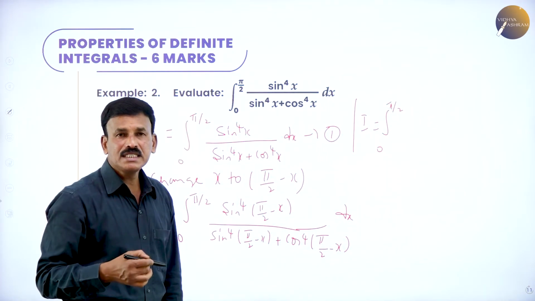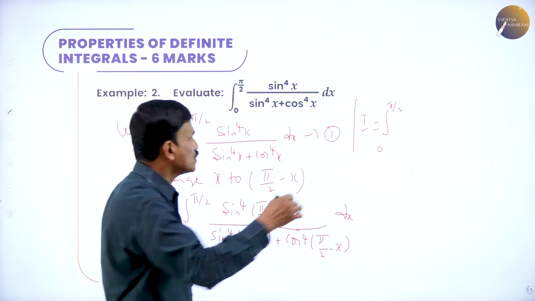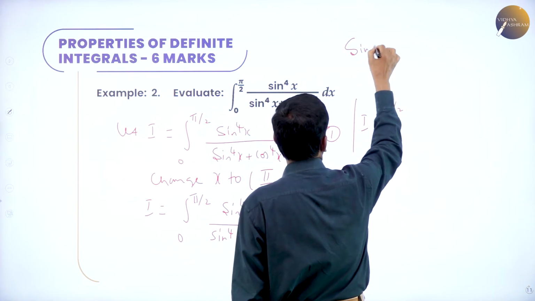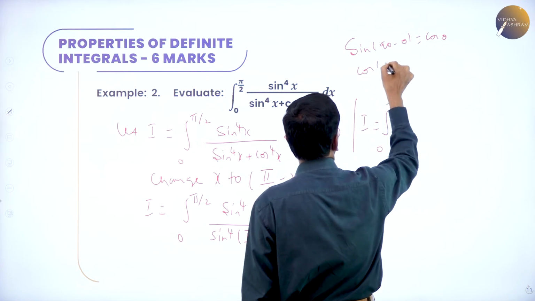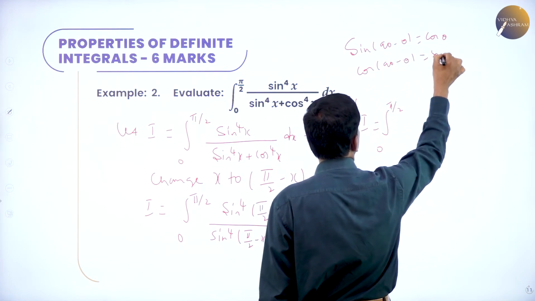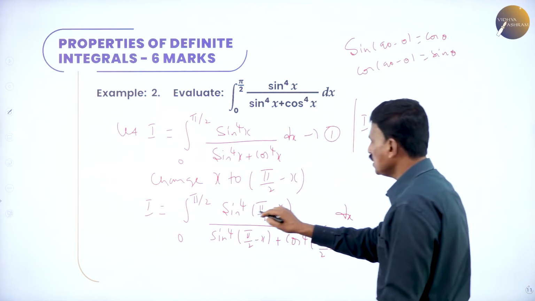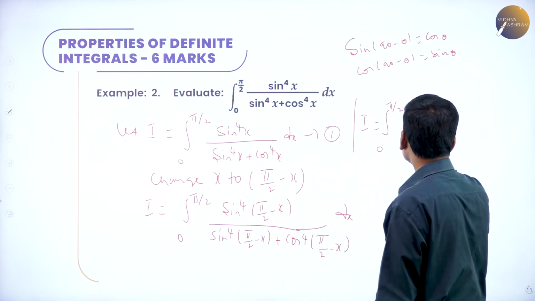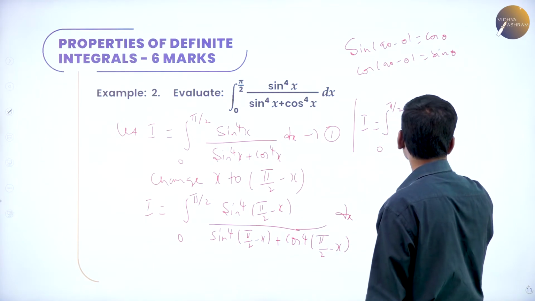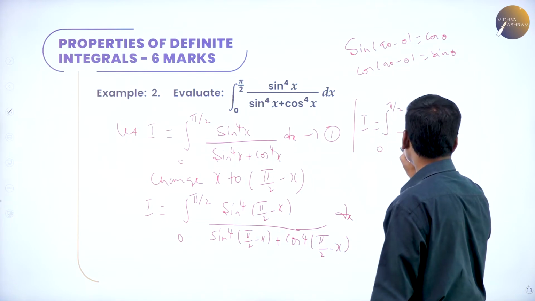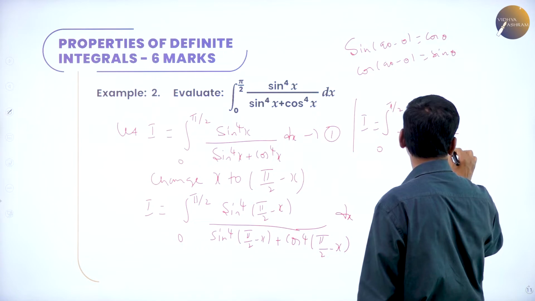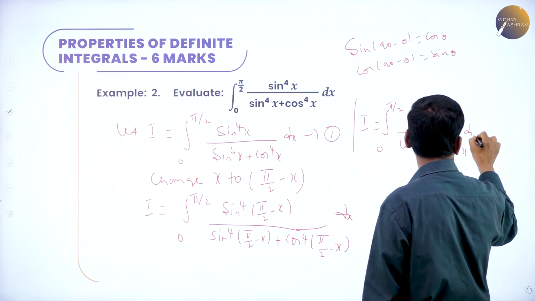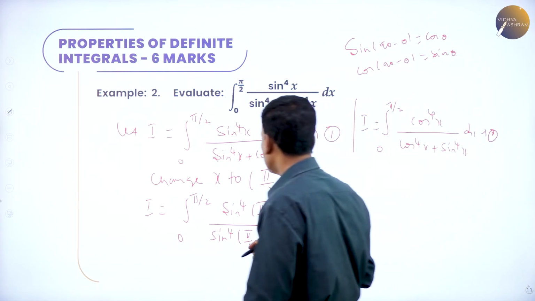We know that sine 90 minus theta is equal to cos theta. What is sine 90 minus theta? Sine 90 minus theta is cos theta, and again cos 90 minus theta is also equal to sine theta. According to this property, sine pi by 2 minus x is cos, so it becomes cos to the power of 4x divided by cos to the power of 4x plus, cos 90 minus theta is equal to sine to the power of 4x dx. Let us represent this as equation number 2.